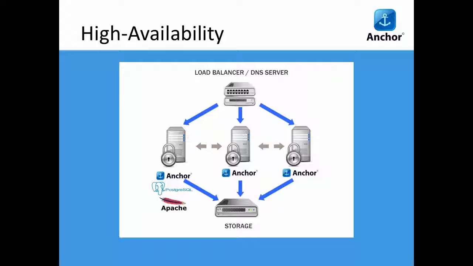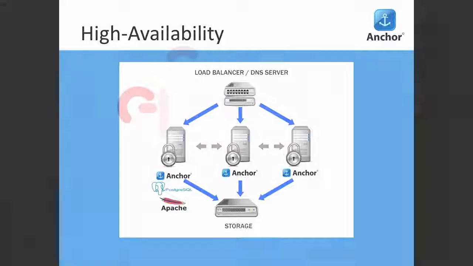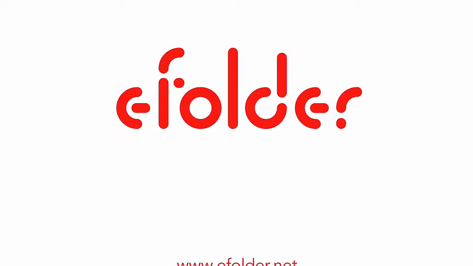But to summarize, a high availability configuration starts with the load balancer at the front and then distributes the connection across two or more Anchor servers. PostgreSQL and Apache can live on one of these Anchor servers or can live on separate machines. All of the Anchor application servers must be able to reach the same storage medium. That covers our architectural overview.